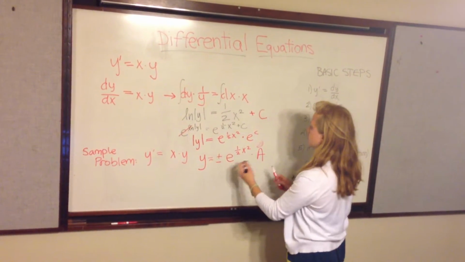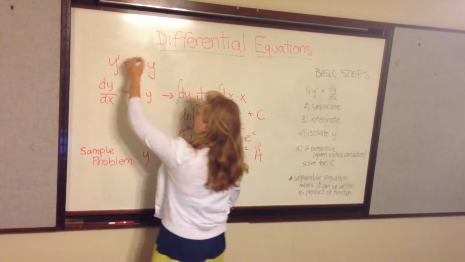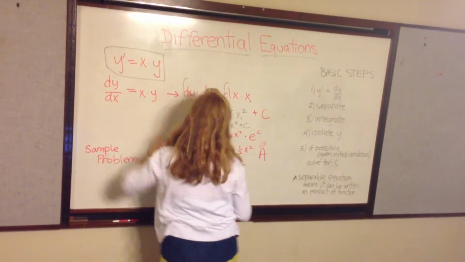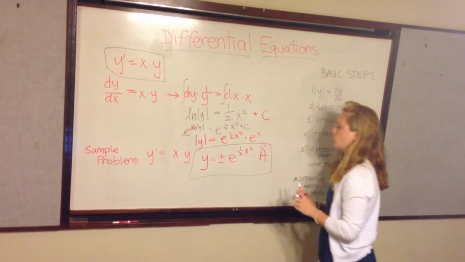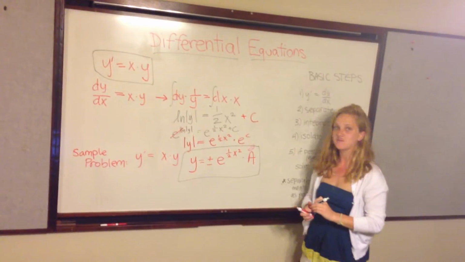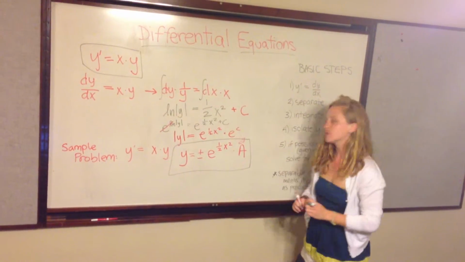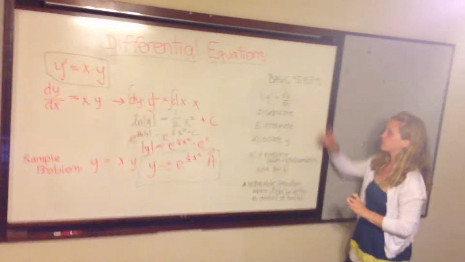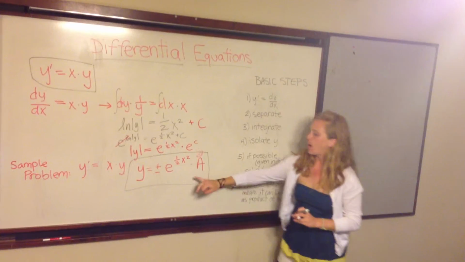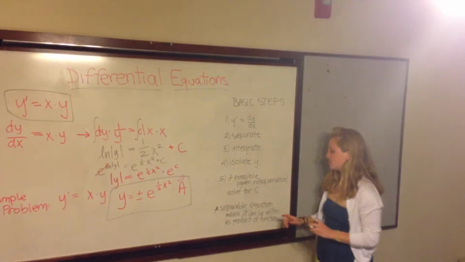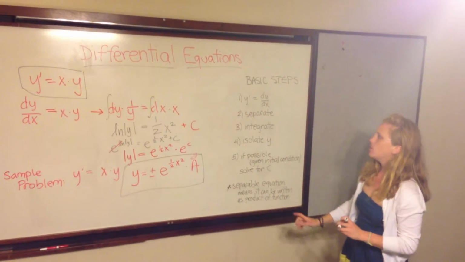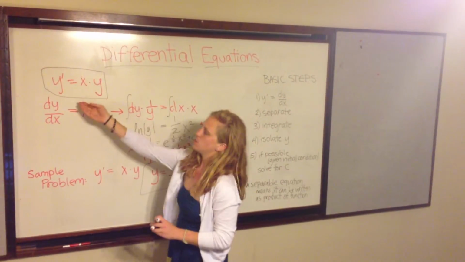So that's the answer to the differential equation y prime equals x times y: y equals plus minus e to the 1/2 x squared times a. And that is how you solve a differential equation. Just one more time to go over the basic steps. This type of differential equation is called a separable equation, because it can be written as a product of functions, as you can see over there.